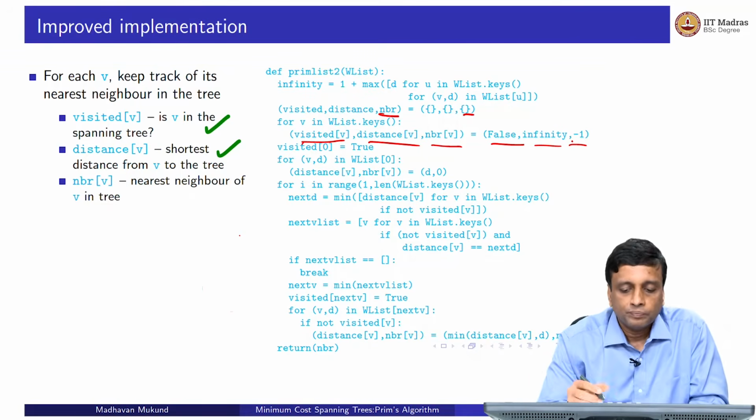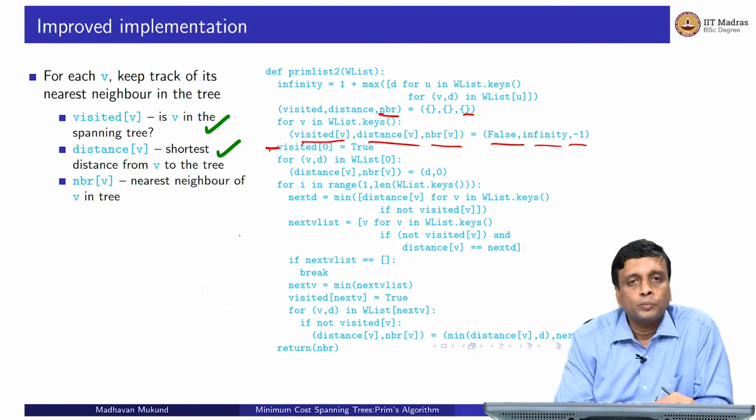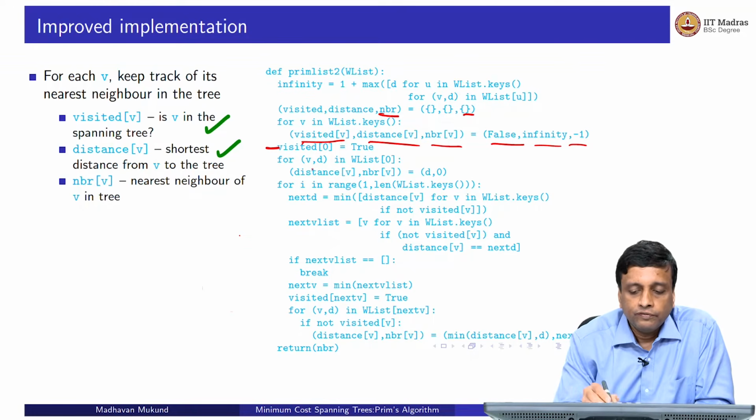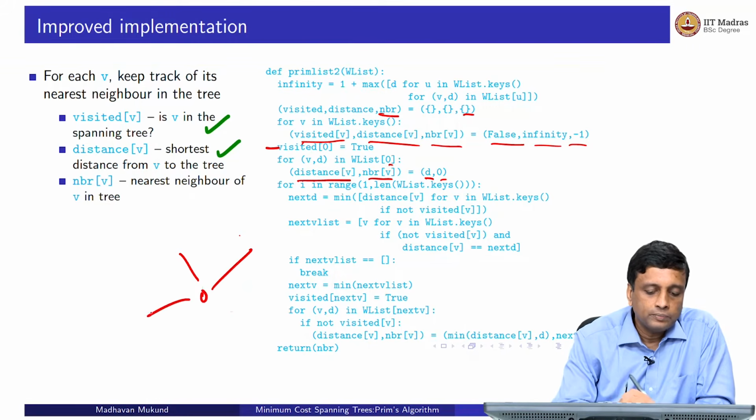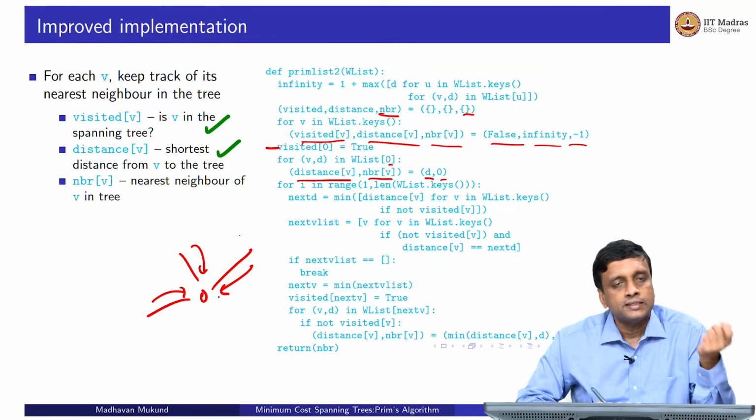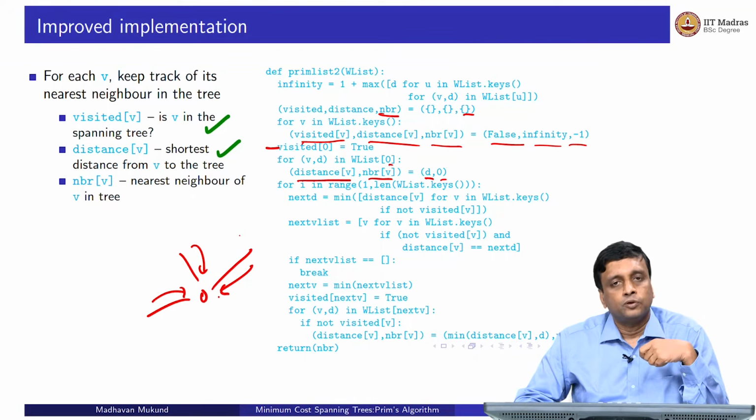Now, as before, I start by setting visited of 0 to be true, and now I do two things. For every neighbor of 0, I set its distance to be d and I set its neighbor to be 0. So, now when I connect 0 to all its neighbors, I make them all point back saying the reason my distance is d is because my neighbor is 0. So, now that I have this list of neighbors, I am in a little better shape.